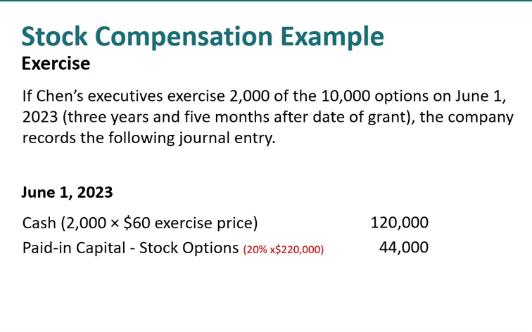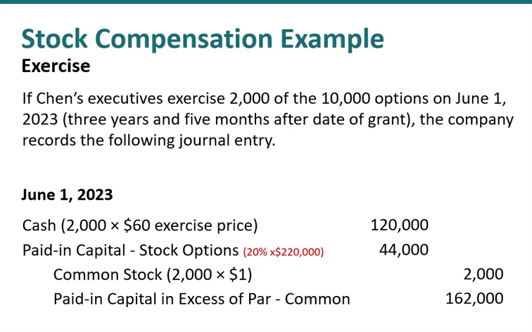So again, we record the $120,000 in cash we get from the employees for exercising the options and transfer capital out of the paid-in capital stock options account. We credit common stock for $2,000. That's the 2,000 shares at $1 a share, and the difference, of course, is our plug to paid-in capital in excess of par for common stock.